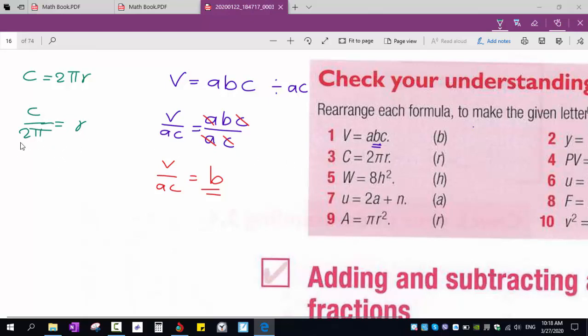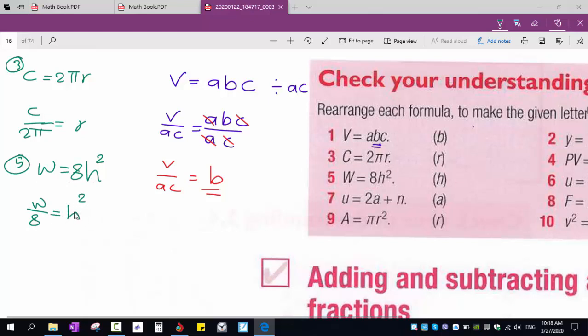Let's do question 5. It was question 3. Question 5. W is equal to 8h squared. We need to make the h the subject. Question 5 is more important because it has one step a little bit different from the previous questions. We need to have h alone on a side, then we divide both sides by 8. W over 8 is equal to h squared.